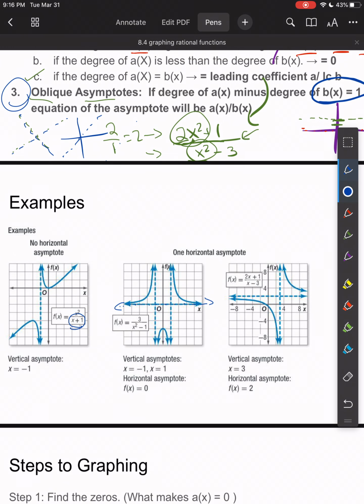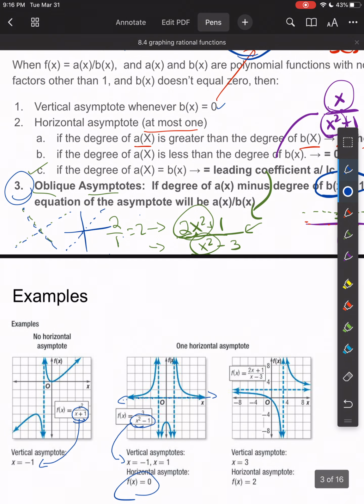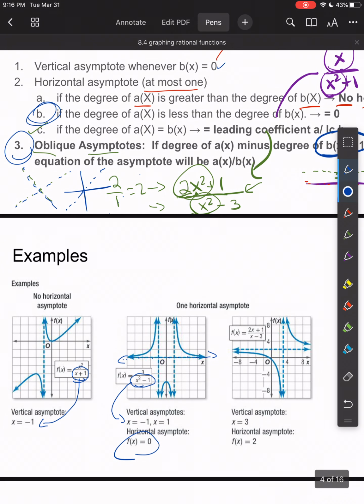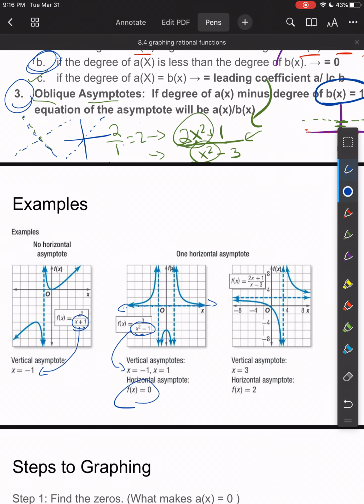Notice whatever makes the denominator go to 0 is the vertical asymptote. On this one, if you plug a -1 or a 1 in for x, you would still get 0. So this one has 2 vertical asymptotes. And just to say a little thing about the horizontal here, since the degree of A is less than the degree of B, we know that's rule B. Looking back up here, this one fulfills rule B, which means that we have a horizontal asymptote at 0.